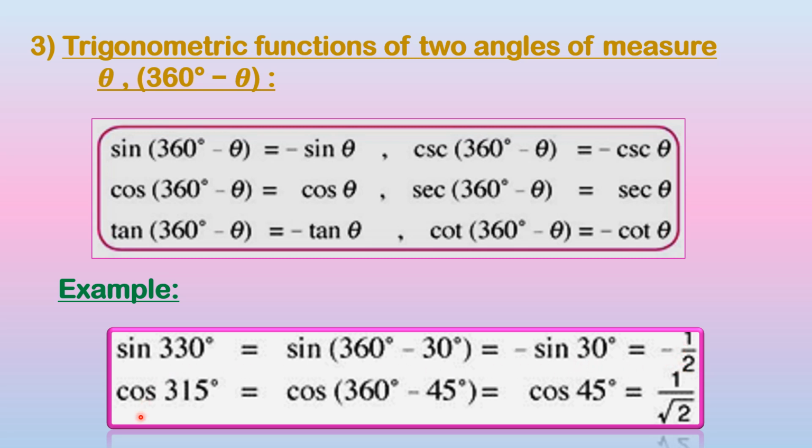Another example, cosine 315. 315 is in the fourth quadrant, so it is 360 minus 45. The cosine is positive in the fourth quadrant, so the answer is cosine 45, which equals 1 over square root 2.